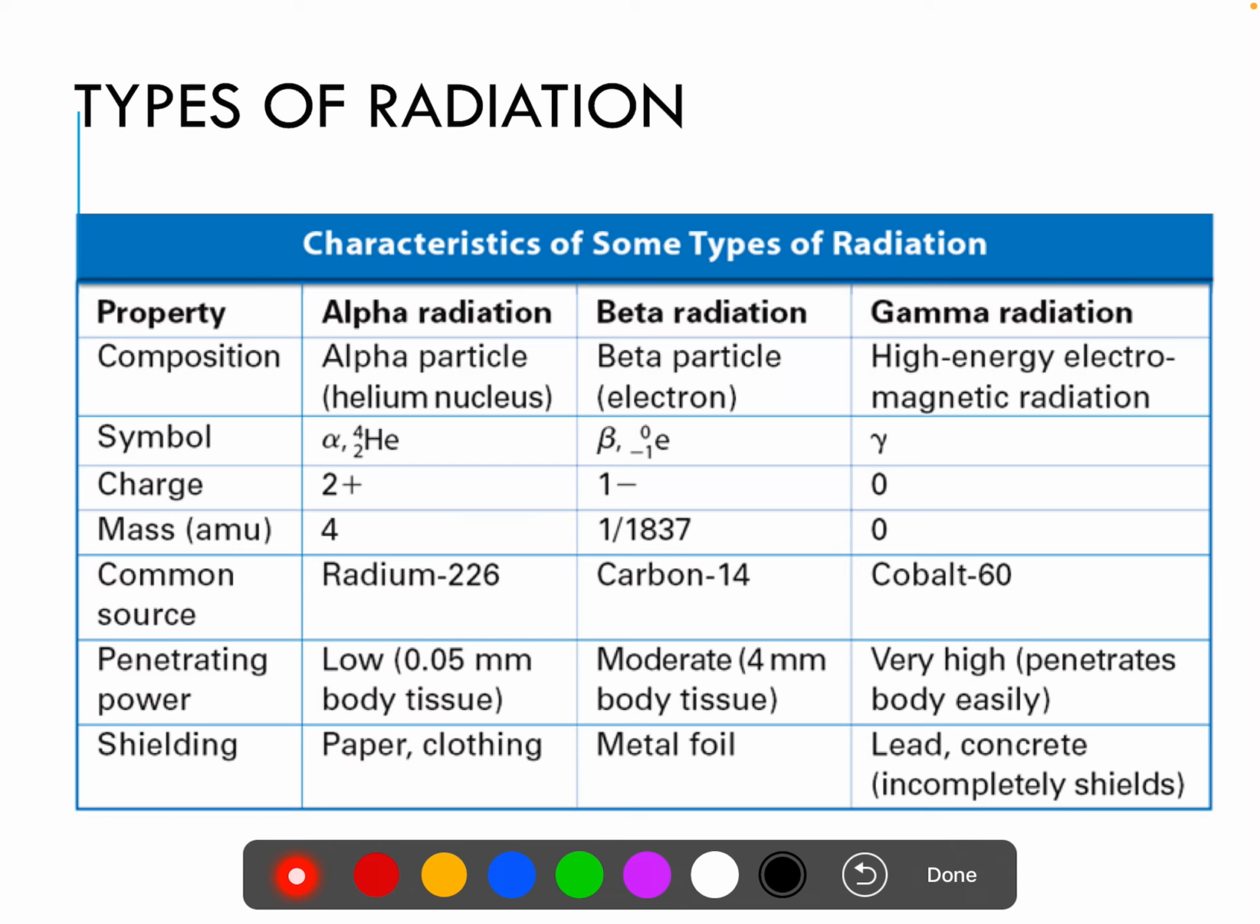These are symbols. So an alpha particle sometimes will have the alpha symbol, sometimes it'll be written with just the helium symbol. Those are the symbols for a beta particle, and you just have some penetrating powers, things that can shield it, all that sort of stuff.